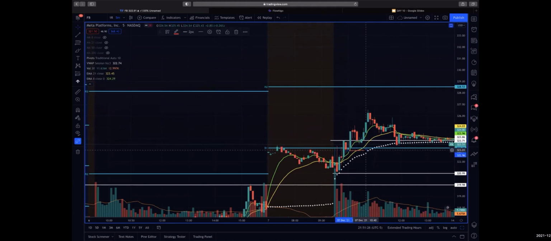So we will not get out of Facebook. So this is the real rules to trading. So imagine if I would have gotten out of Facebook right here. So remember, you do not get out of your position unless it breaks below the breakout candle.